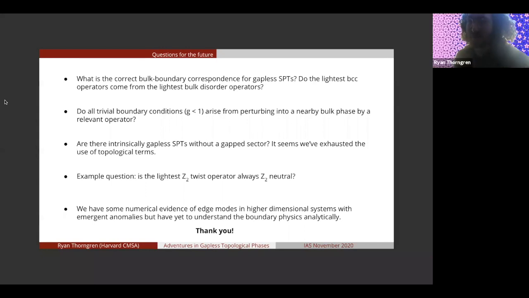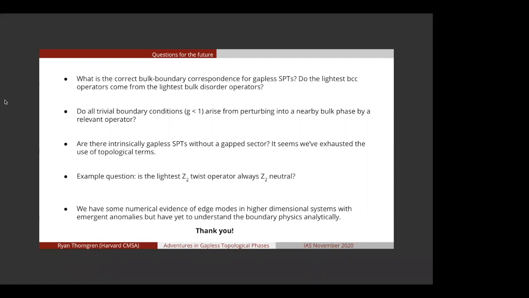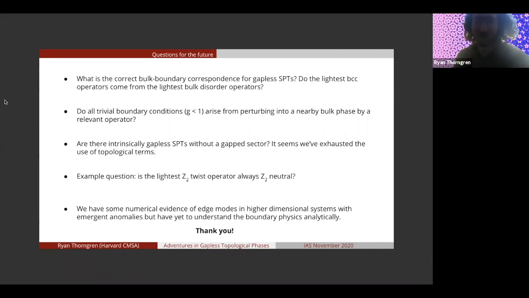I was hoping maybe the bootstrap could have something to say about this question. Yeah, I actually thought about the exact same question when I was doing the Z2 bootstrap. I don't remember if I came to a conclusion, but I did think about it before. I'd be happy to talk about it more. Okay.